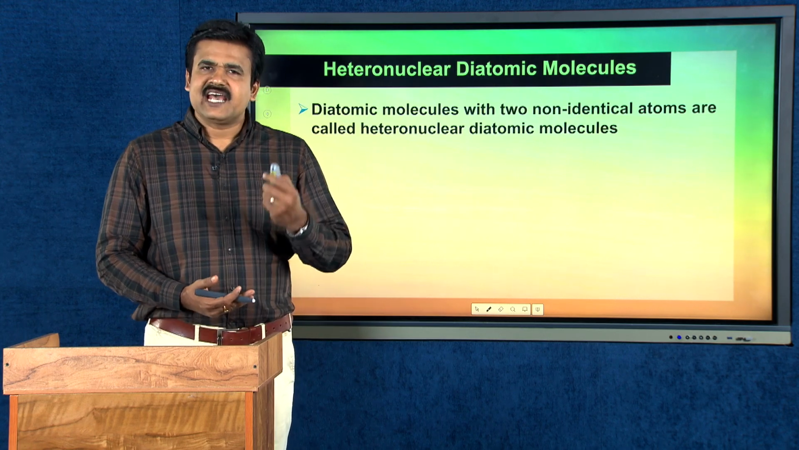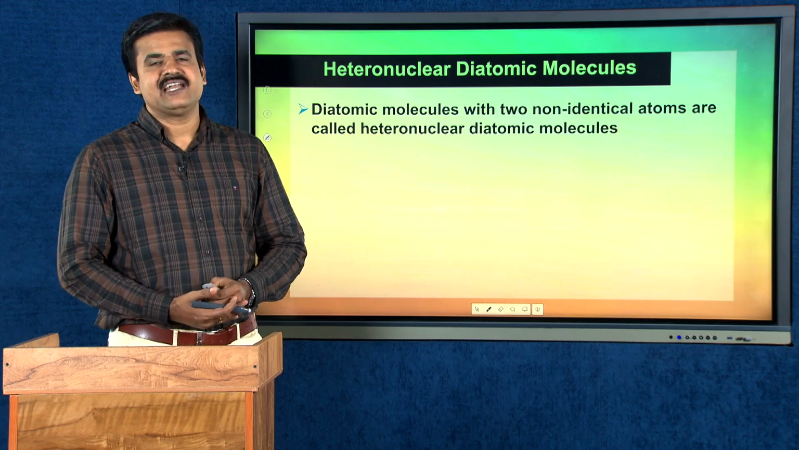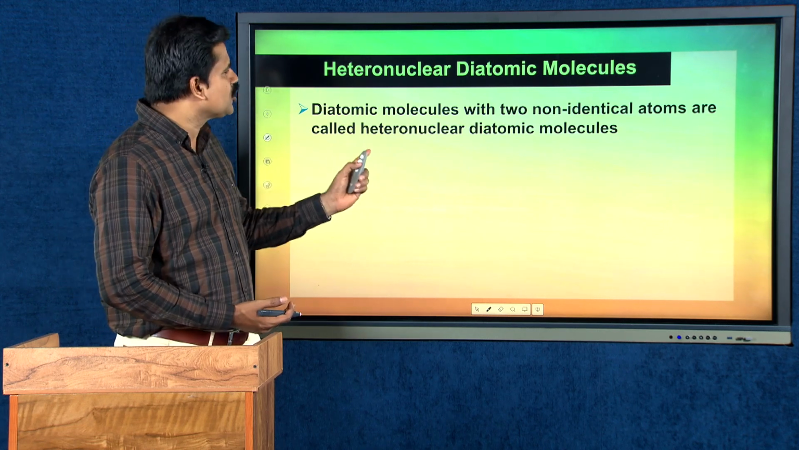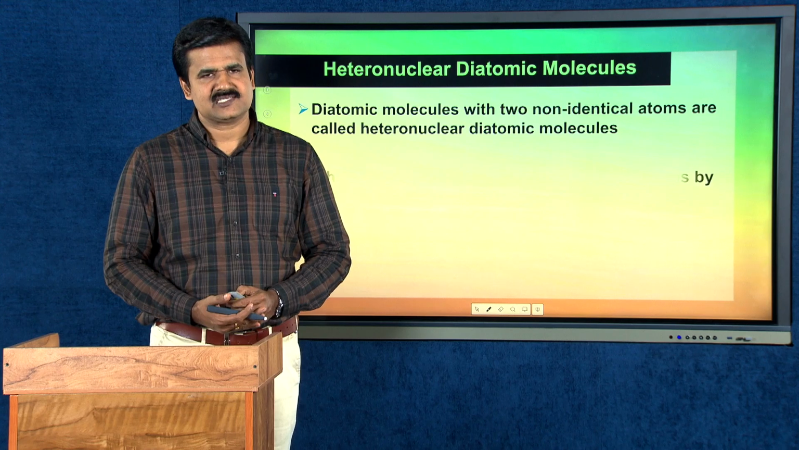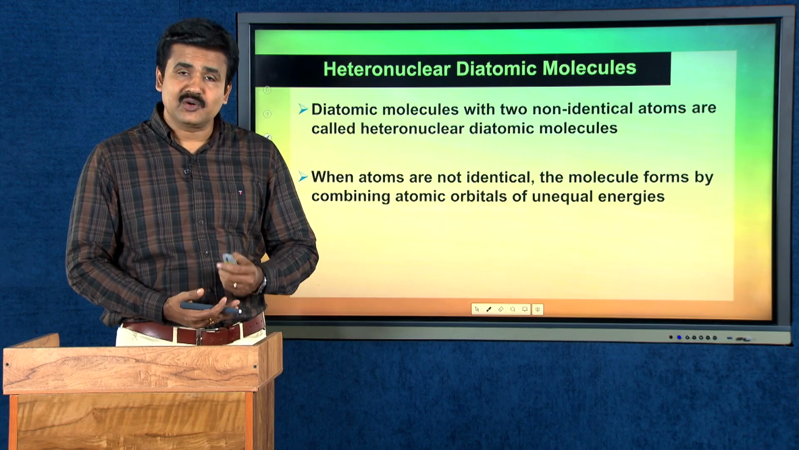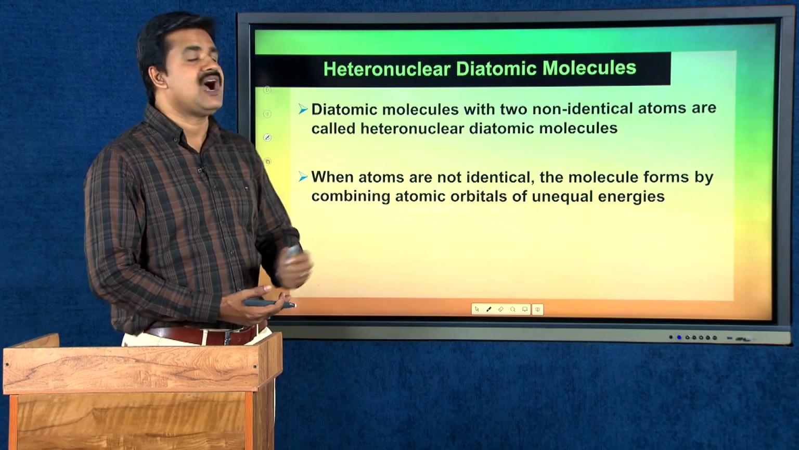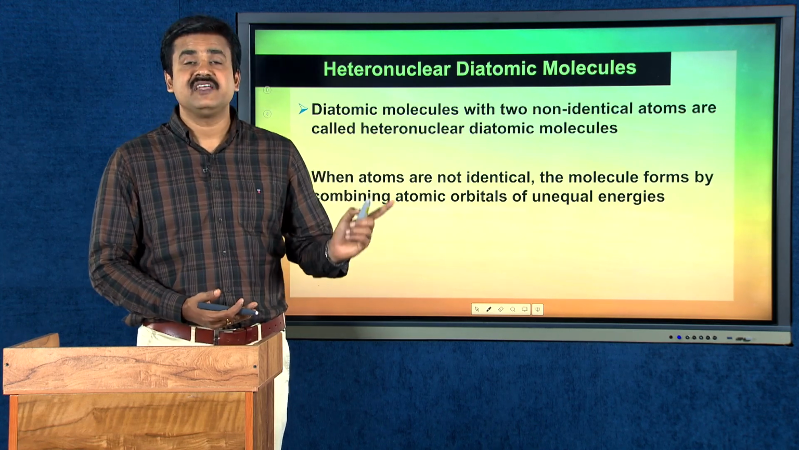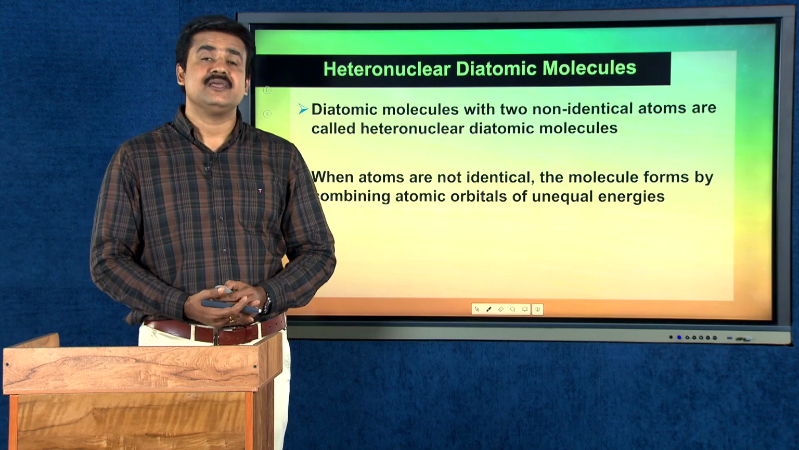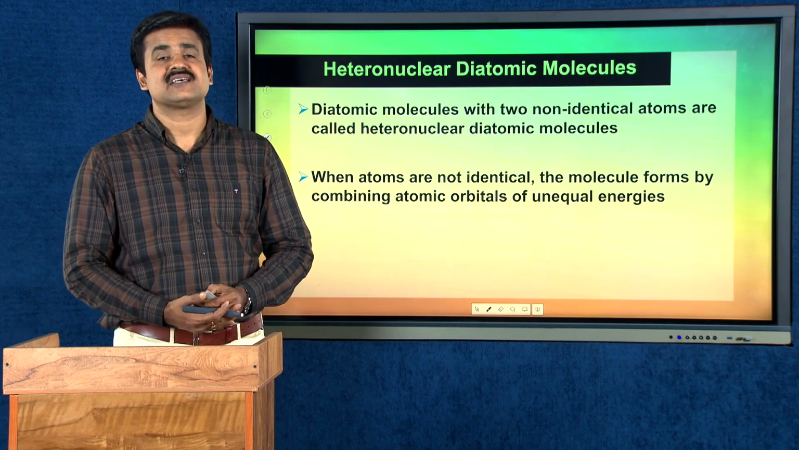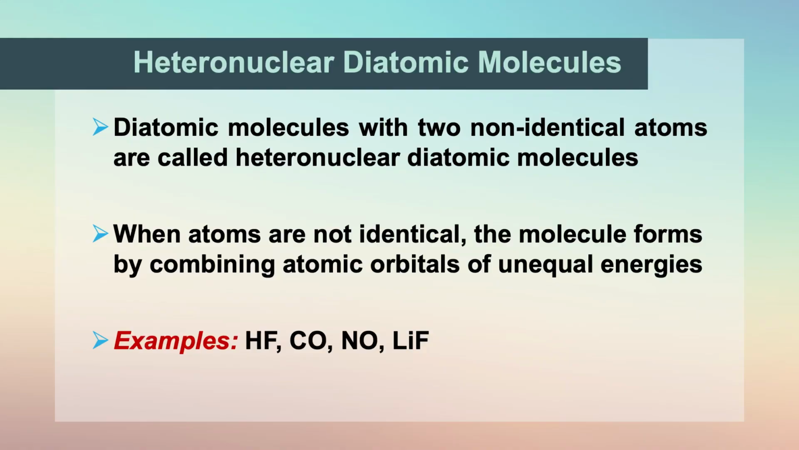Now, a diatomic molecule with two non-identical atoms is called a heteronuclear diatomic molecule. When atoms are not identical, the molecule forms combining atomic orbitals of unequal energies. This is very important as far as the MO diagram of heteronuclear molecules is concerned. For example, HF, carbon monoxide, NO, LiF, etc. provide good illustrations for heteronuclear diatomic molecules.